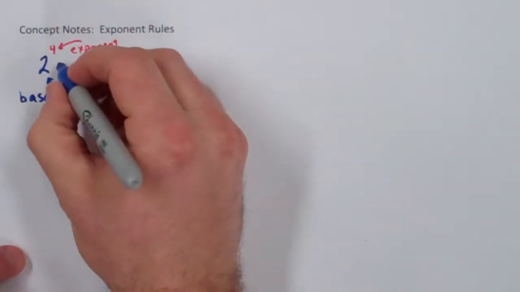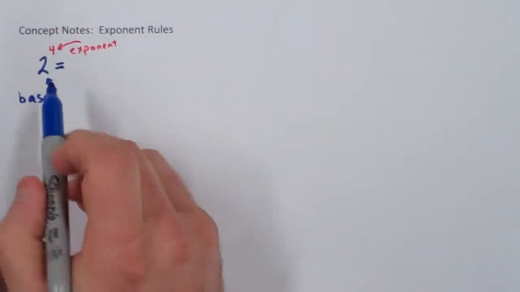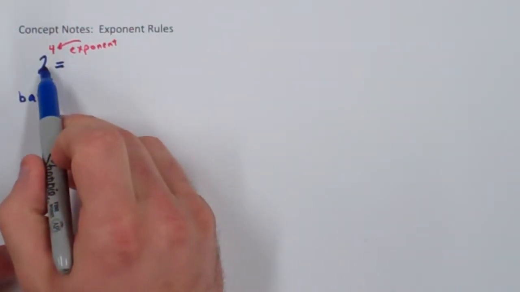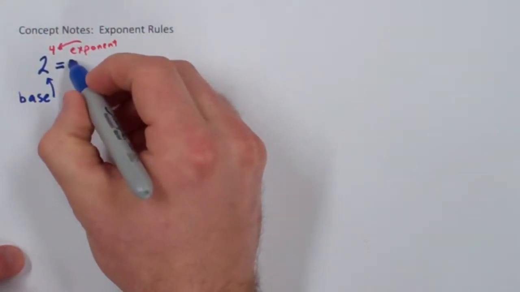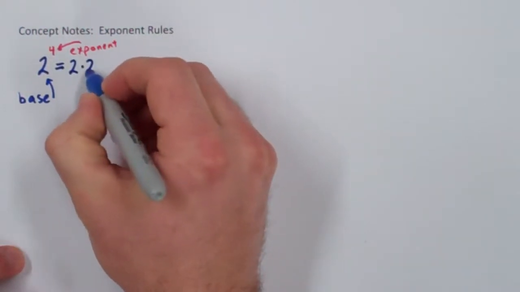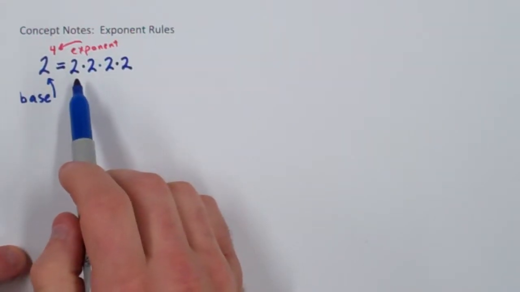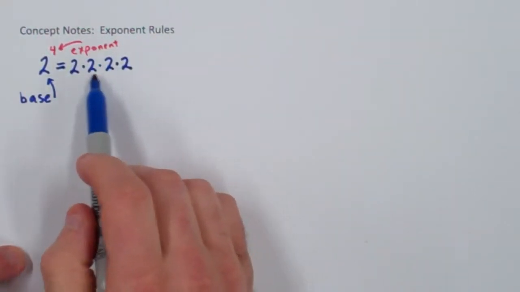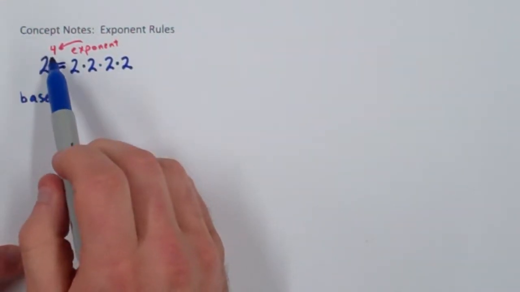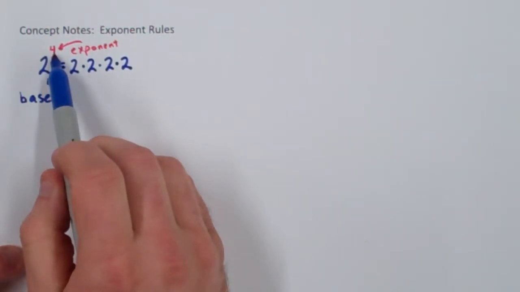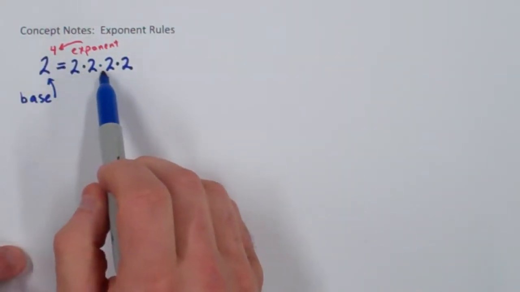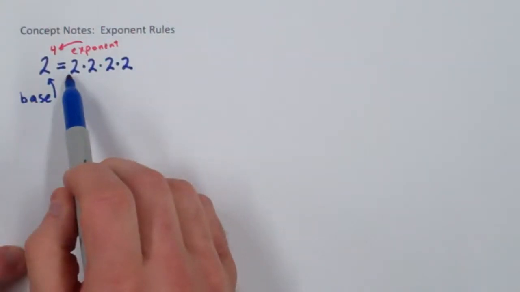Now what this means is you're going to take the base, and the 4 is telling us how many times we're going to multiply the base. So this is 2 times 2 times 2 times 2. There's 4 2's there. That's the exponent part. So the 4 is telling us take the base and multiply it by itself 4 times.